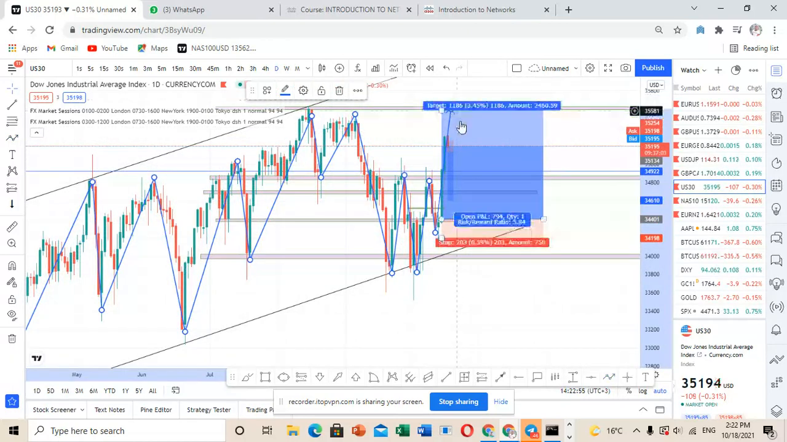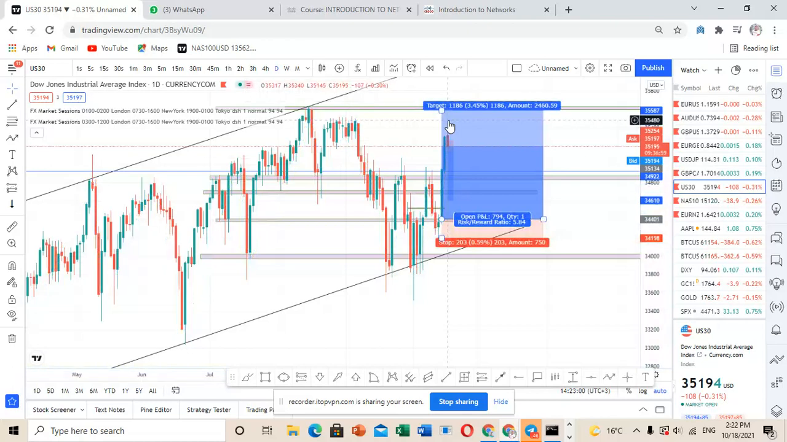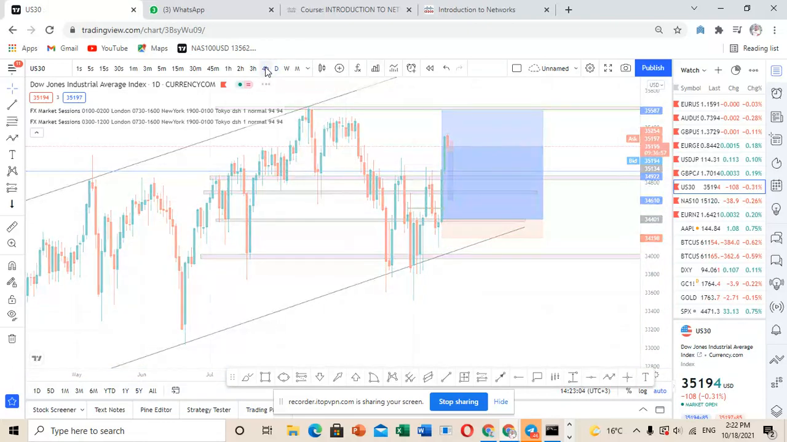This is where I'm expecting that the market should rise to. That is from the daily time frame. Now, moving a little bit lower to a lower time frame, and then looking at the market from the 1 hour time frame.